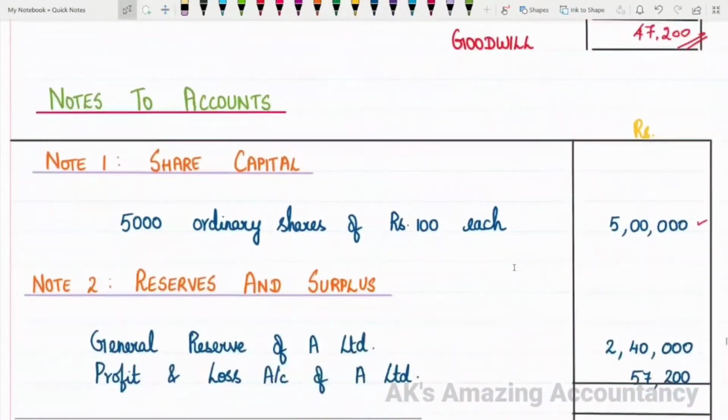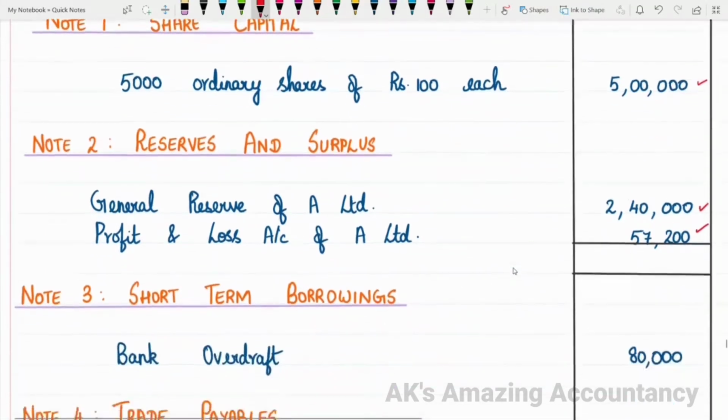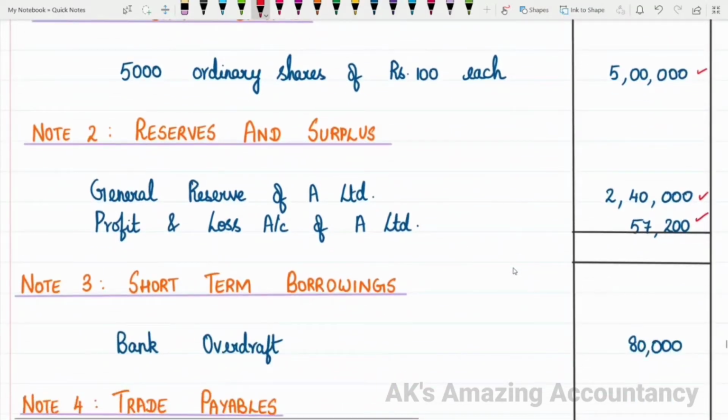Note number 2. Reserves and surplus. General reserve of A Limited 2,40,000. Then profit and loss account of A Limited. Only the holding company's amounts will come here. 57,200. So if you add these two amounts together, you will be getting 2,97,200. So this will be note 2, reserves and surplus. Then we have short-term borrowings under which we'll have bank overdraft.